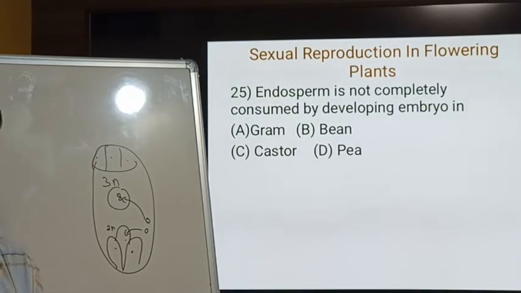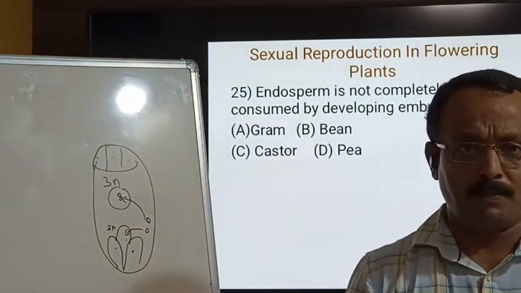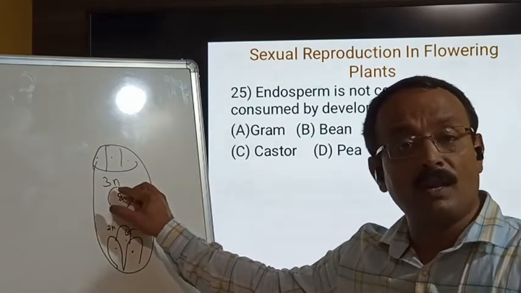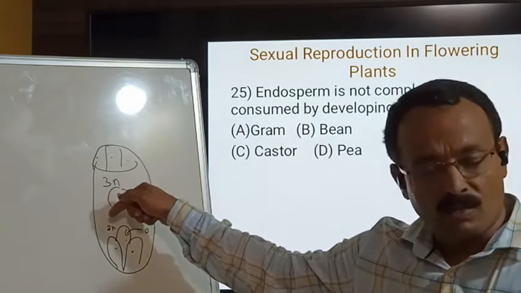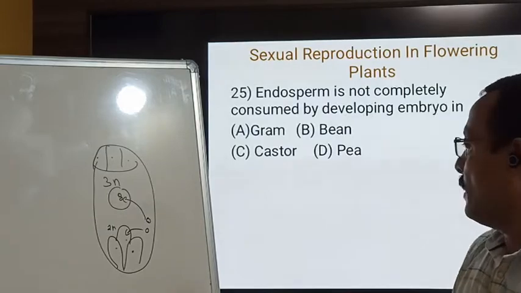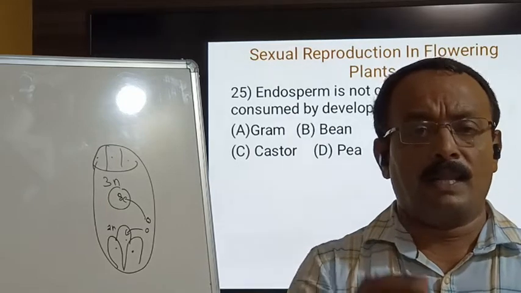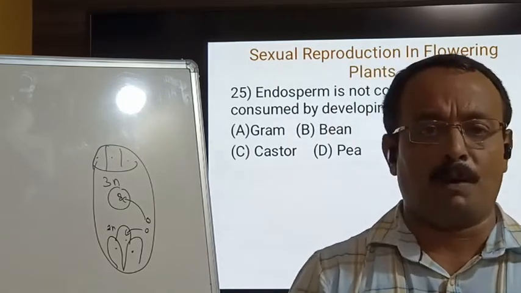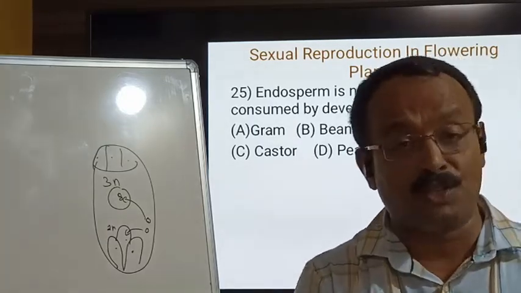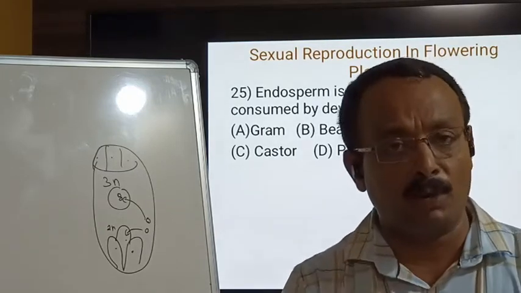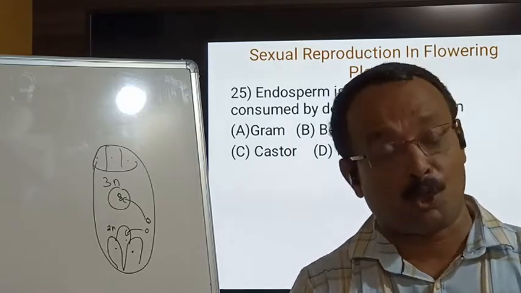So before the zygote develops into embryo, first a little endosperm is formed, and this endosperm is very much necessary for the nourishment of the zygote, which develops into embryo. So in some plants, even after the formation of the seed, they have retained the endosperm because the developing embryo has not consumed the entire endosperm. Such seeds in which endosperm is still found, that means the embryo has not consumed the entire endosperm, are called albuminous seeds or endospermous seeds.